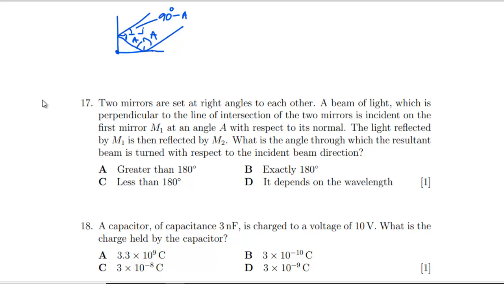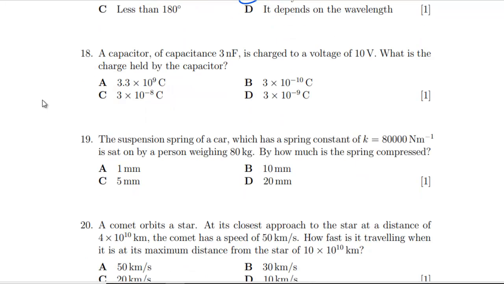So it comes in on a bearing of, so this is our way in. So our way in is on that bearing. So that's 180 degrees plus A on the way in. On the way out, it goes out at A. So we've got a change of 180 degrees. So exactly 180 degrees, which is B. Excellent.